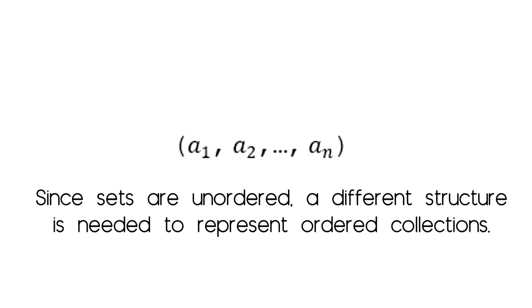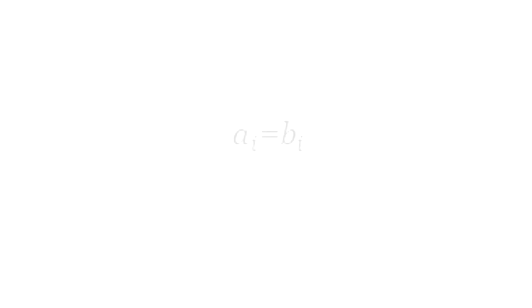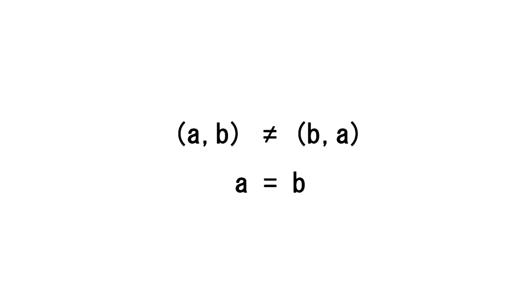Since sets are unordered, a different structure is needed to represent ordered collections. We can call these ordered n-tuples. Two ordered n-tuples are equal if and only if a sub i is equal to b sub i, for i being a positive integer. Ordered 2-tuples are called ordered pairs. The ordered pairs (A, B) and (C, D) are equal if and only if A equals C and B equals D. (A, B) and (B, A) are not equal unless A equals B.